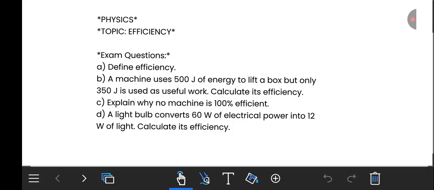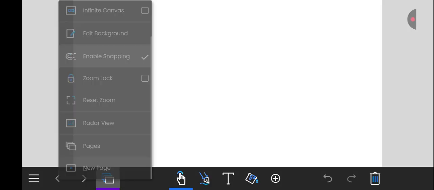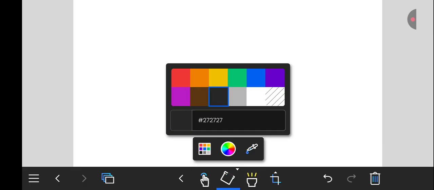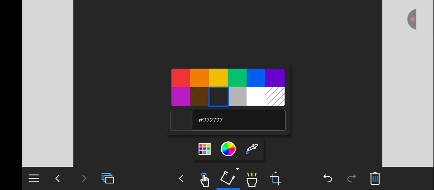The second: a machine uses 500 joules of energy to lift a box, but only 350 joules is used as useful work. Calculate its efficiency. The third question was: explain why no machine is 100% efficient. And the last question was: a light bulb converts 60 watts of electrical power into 12 watts of light. Calculate its efficiency. Okay, so even before we can look at these questions, let's understand something about efficiency before we can tackle those exam questions.